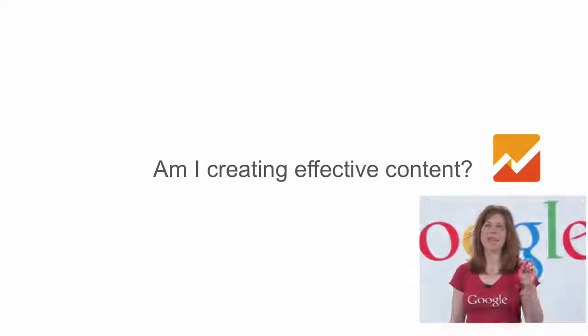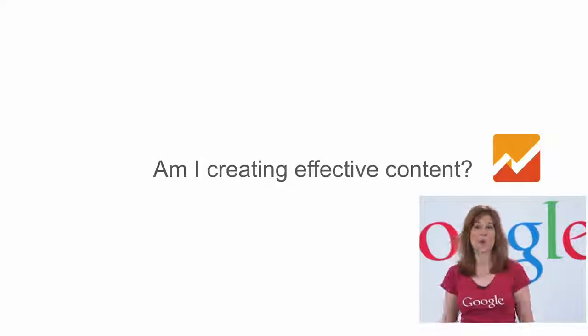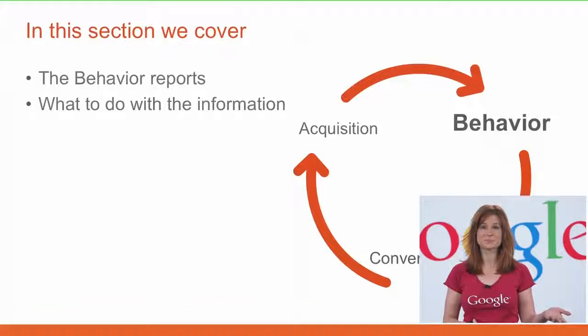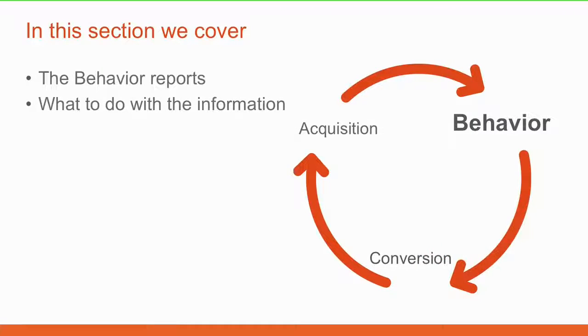Okay, so let's talk about creating effective content. So now we've covered the A's, the acquisition step, which is how we get people to your website from the various channels. But now let's talk about the B's here. And that is what people actually do when they get to your website.